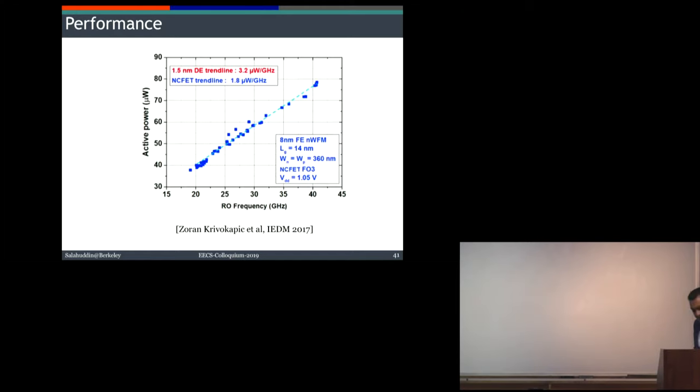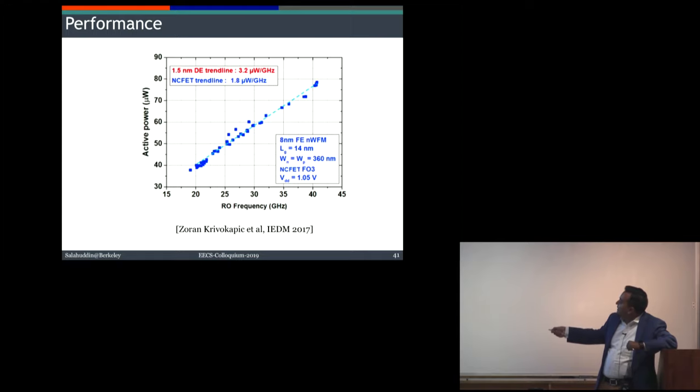So let me end with this particular slide. So in 2017, GlobalFoundries actually did a very quick run on their 14 nanometer platform for negative capacitance transistors. This was not meant to be a fully optimized device. They just did a try. And this is one of their plots from this paper, which basically shows that in their ring oscillators, if they increase frequency, what kind of active power they need, right?